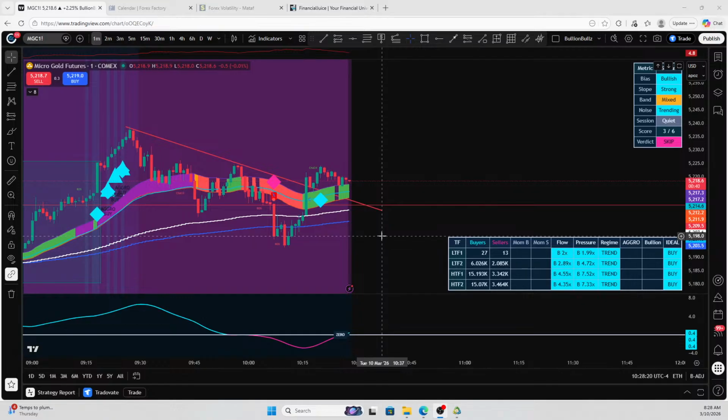And remember, we have 3 kinds of setups. We have an A plus setup, an A setup, and a C setup. We're going to risk the most on an A plus setup, risk less than that on an A setup, and then we're going to risk the least on C setups.